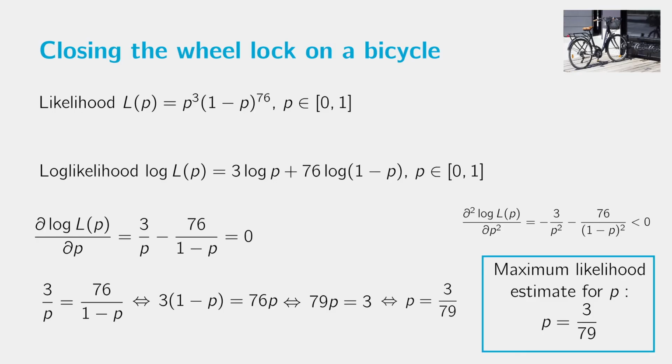So given our data, the maximum likelihood estimate for p is equal to 3 over 79. And so the number of times until you first hit a spoke can be modeled by a geometric distribution with parameter 3 over 79.